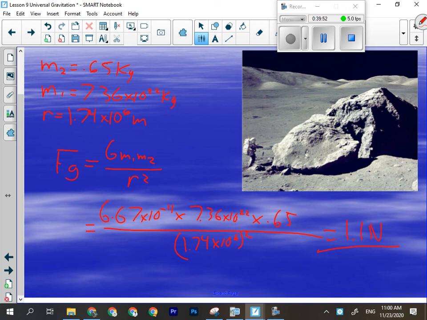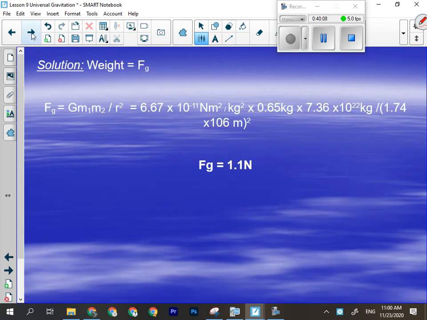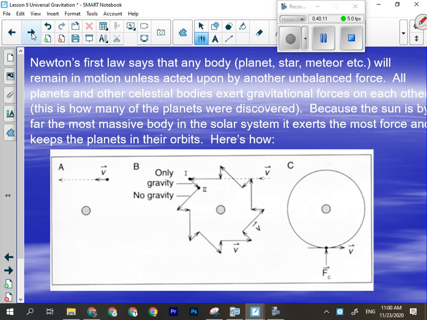Now, manipulating this formula is also not all that difficult. Everything's either multiplied or divided. So if we want to solve for r, we'd bring r over to the other side and then divide by Fg. And we can solve for the individual masses, stuff like that. It's just algebra. All right, so that's what we just did.